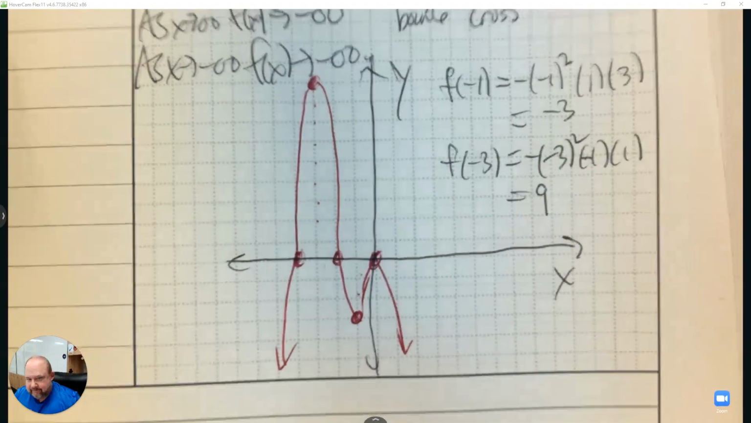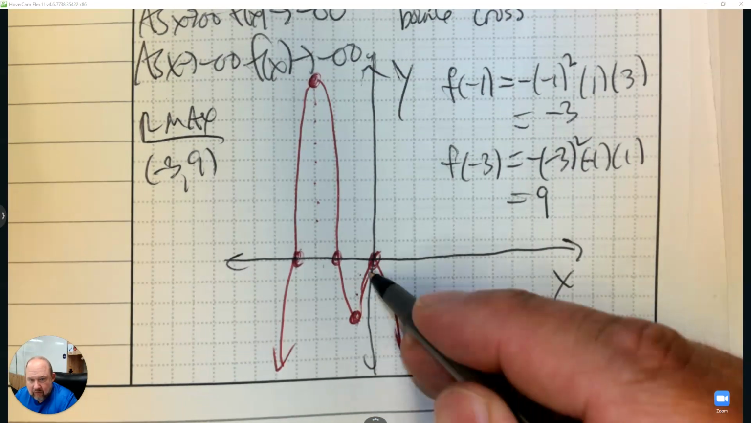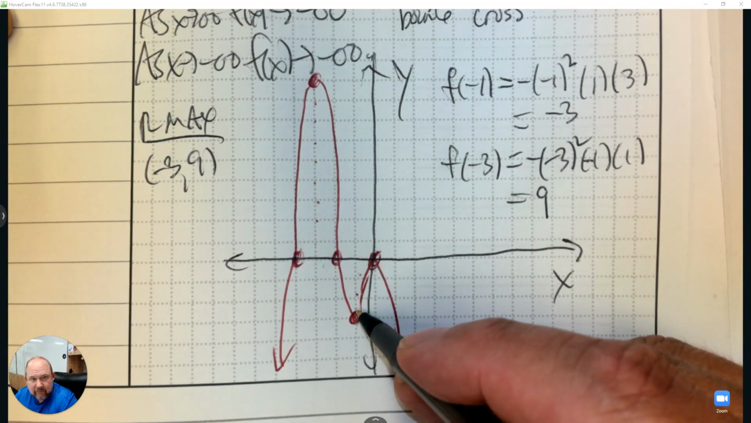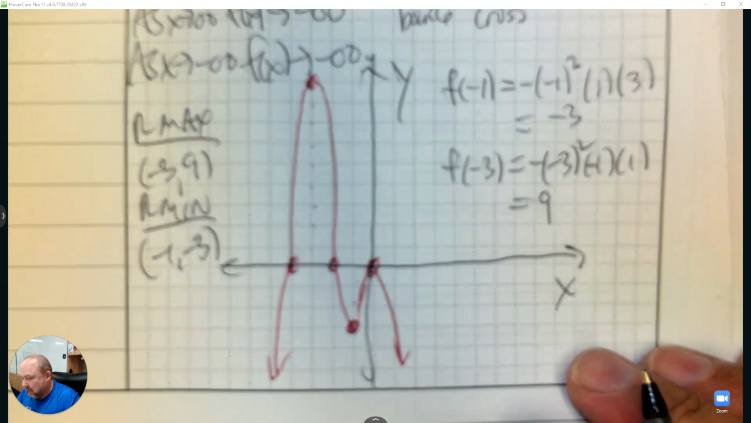And there's the graph. So we have a maximum, the one we just found, which is at negative 3 and 9, and the minimum here, turning point, which is at negative 1, negative 3. Awesome. We have one more. Why not?